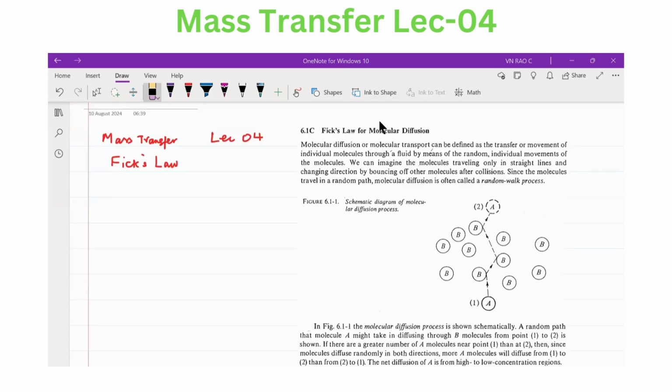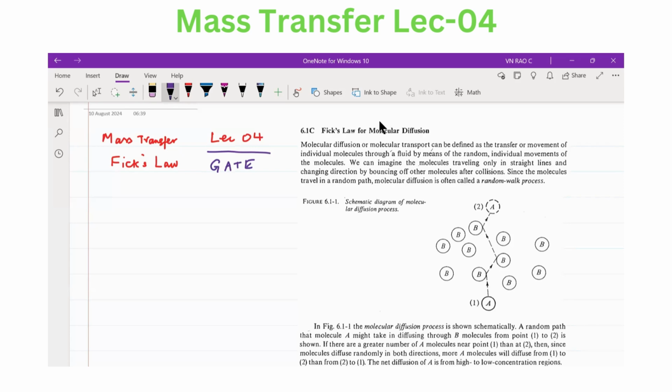Welcome to lecture 4 of mass transfer GATE preparation. In this lecture we will see Fick's law for molecular diffusion. As I have told you, the text I am taking is from Geankoplis, one of the beautiful books.